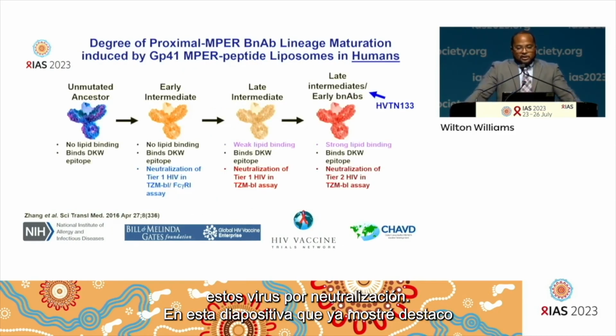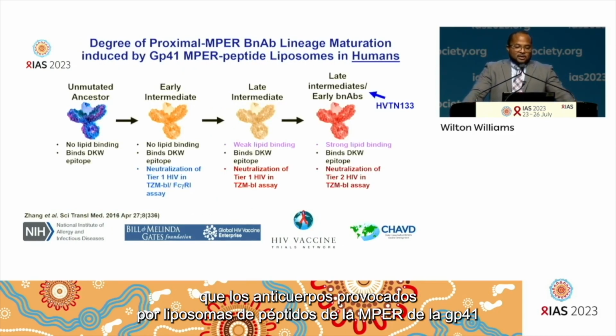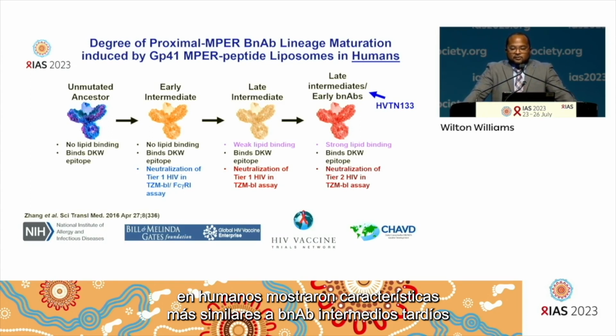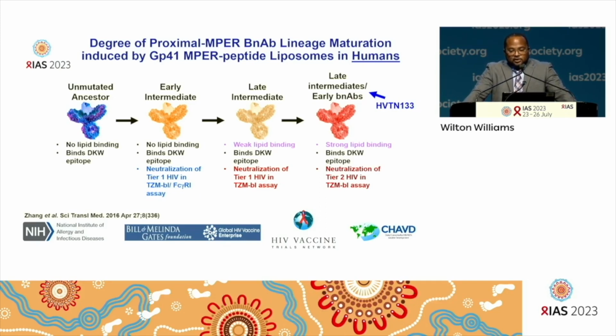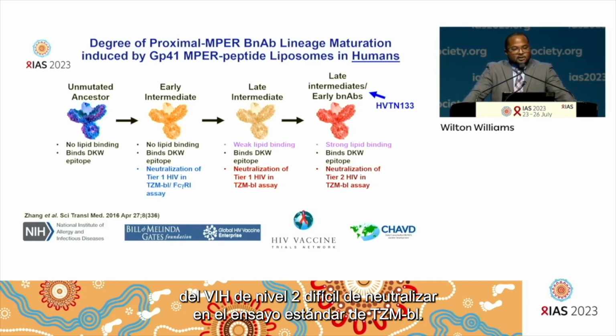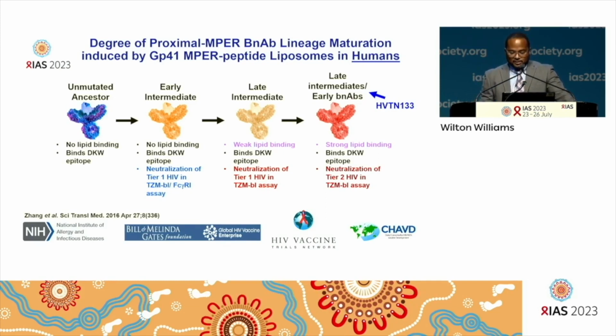So I showed you this slide earlier, and here I want to highlight that the antibodies that were elicited by GP41 Emperor peptide liposomes in humans demonstrated characteristics that were more like late intermediates or early bNAbs. For example, DH1317 lineage antibodies demonstrated neutralization of difficult-to-neutralize tier 2 HIV in the standard TZM-bl assay.